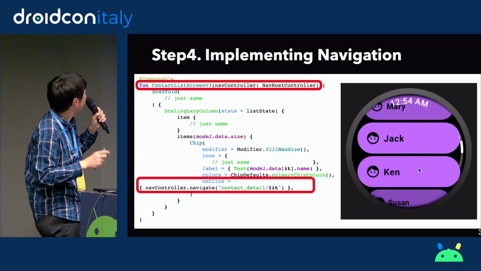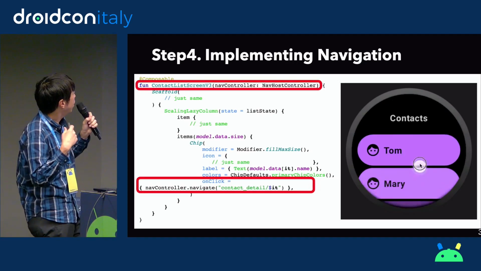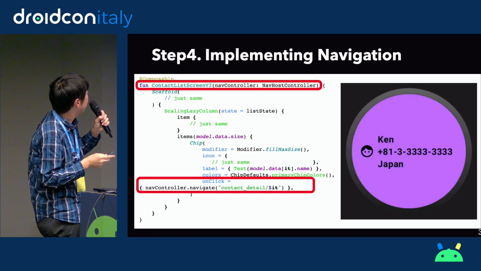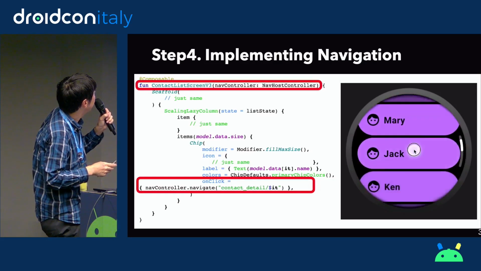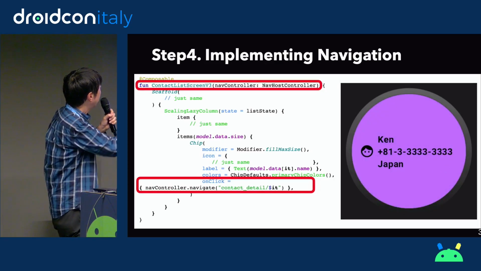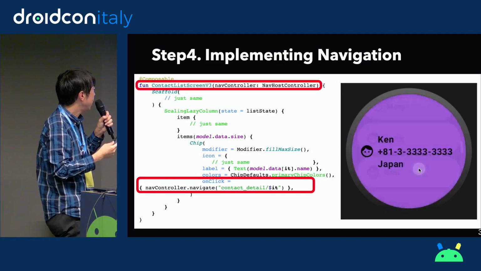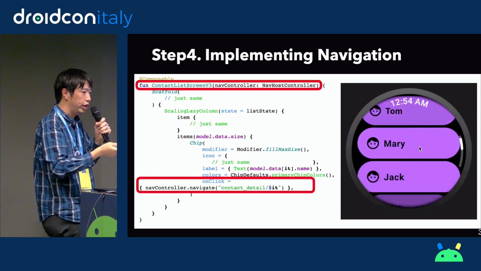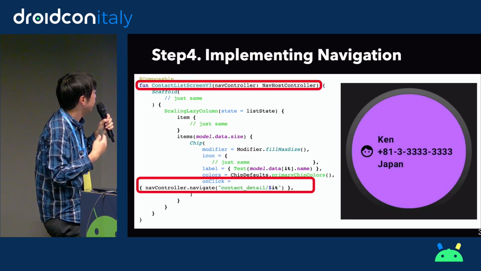I have to modify some code on the detail screen to give a parameter for this function, to give a NavHostController like this. And on this onClick event, navController navigate to the desired detail screen with an argument and with an index.